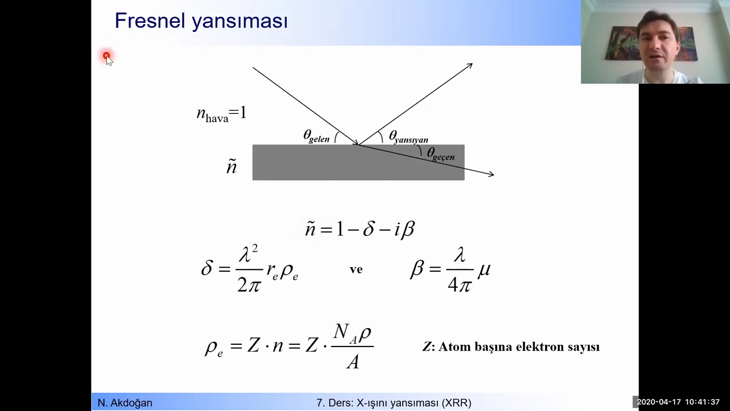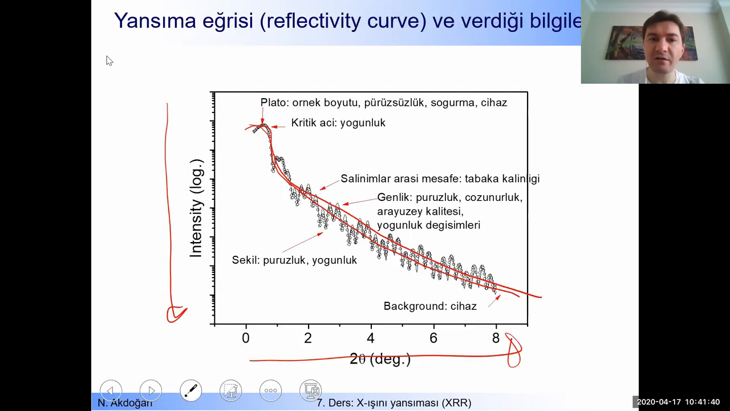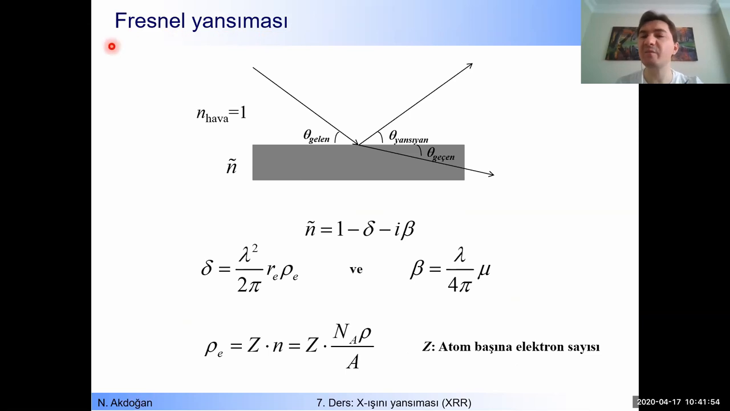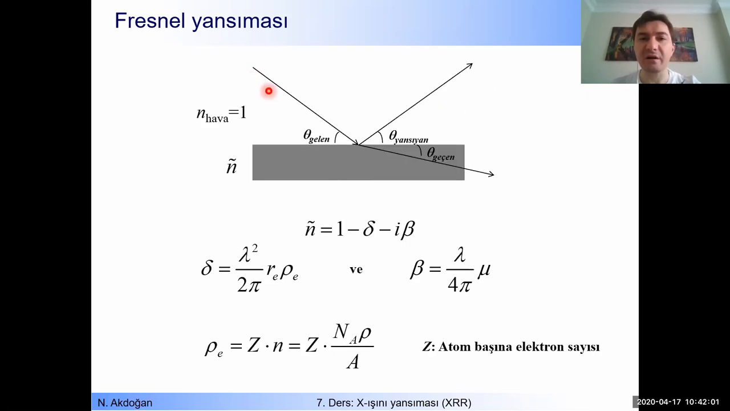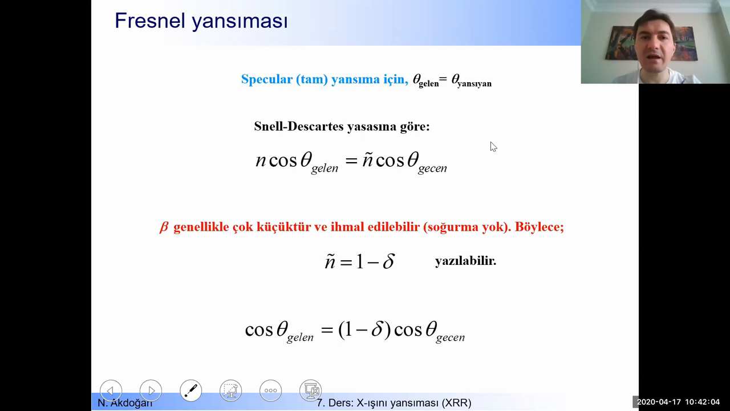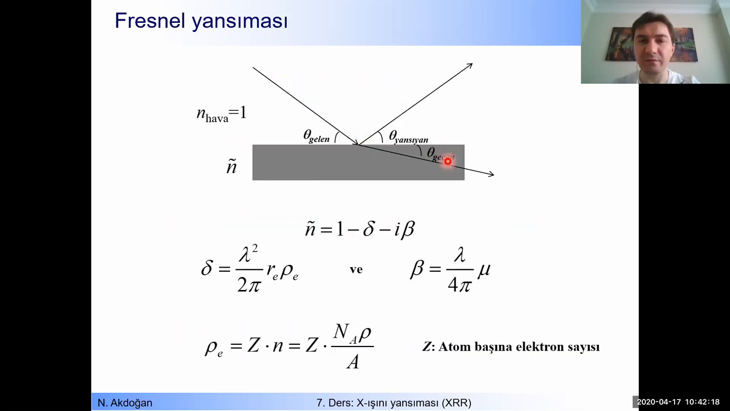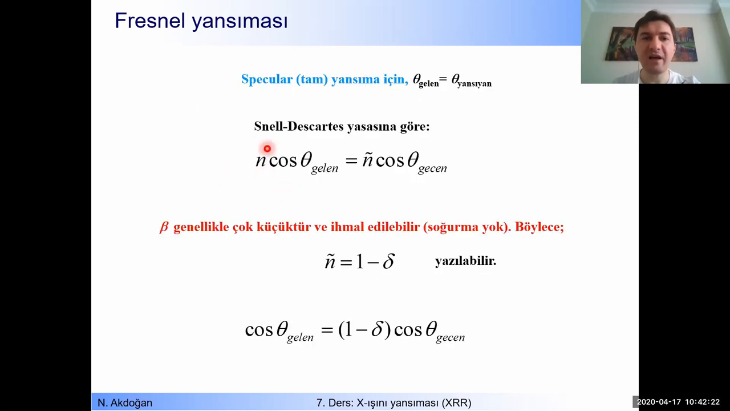We will use the Fresnel reflection equations, and then we will try to calculate the behavior of intensity as a function of theta. So why is this sharp decrease present here, and why does it decrease like this? Fresnel reflection will explain it. So for specular reflection, theta incident is equal to theta reflected. And then if you apply Snell's law, n cosine theta incident is equal to n sample times cosine theta transmission. This angle. N is this one. And here we have n, which is one for the air.